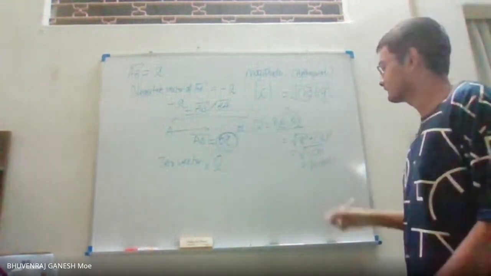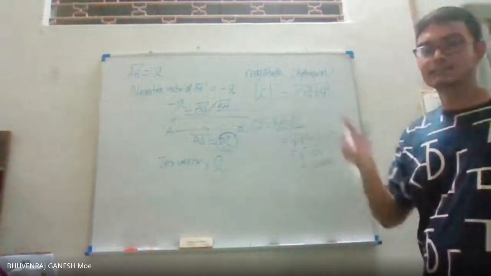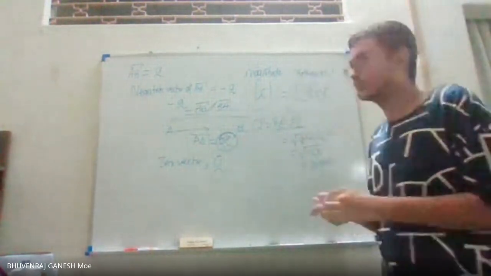This is like your Pythagoras theorem, right? 8, 6, then the longest side will be 10. So this is what they're trying to say here. Okay, so that's one thing.